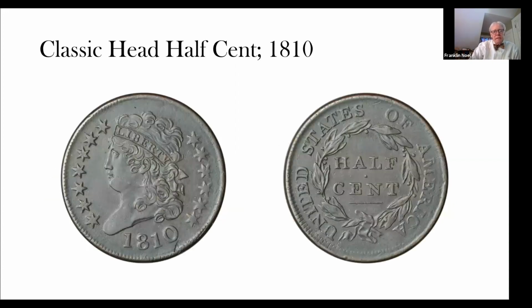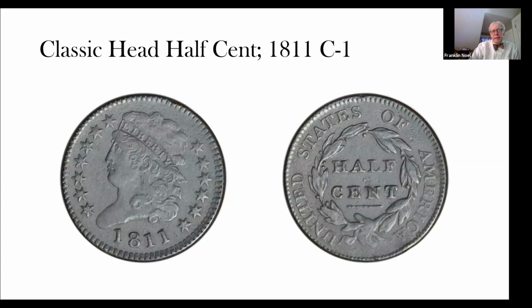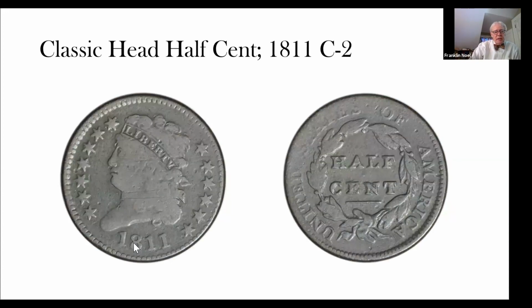There's only one die variety for 1810. For 1811, there are 2. This is the wide date, referring to the space between the 1 and the 8. This is the narrow date. You can see they're closer together. Both are scarce, the C1 more so.